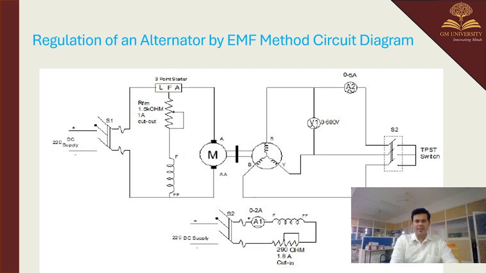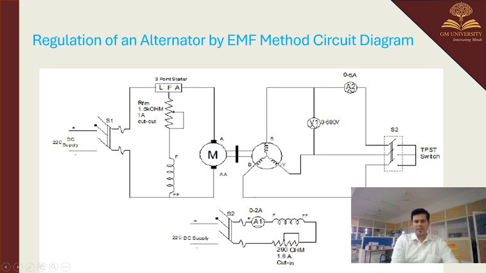So this is the circuit diagram. Here we are going to use the motor as well as the synchronous machine, that is the alternator. We provide the DC supply, which is connected to the 3-point starter. From the 3-point starter we connect the armature and the field of the motor. This motor is coupled to the synchronous machine, that is the alternator.